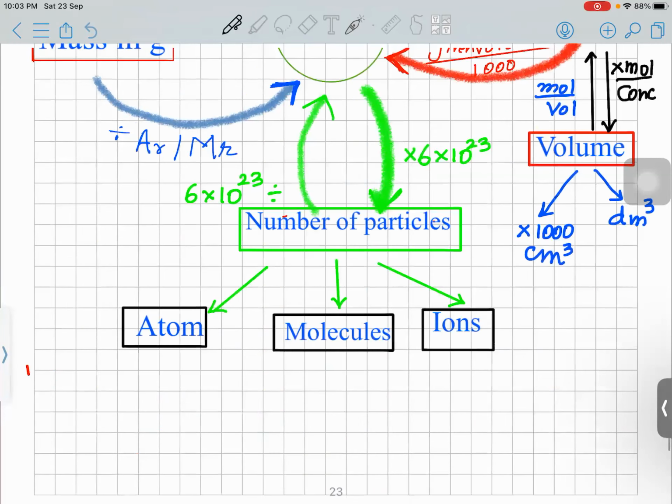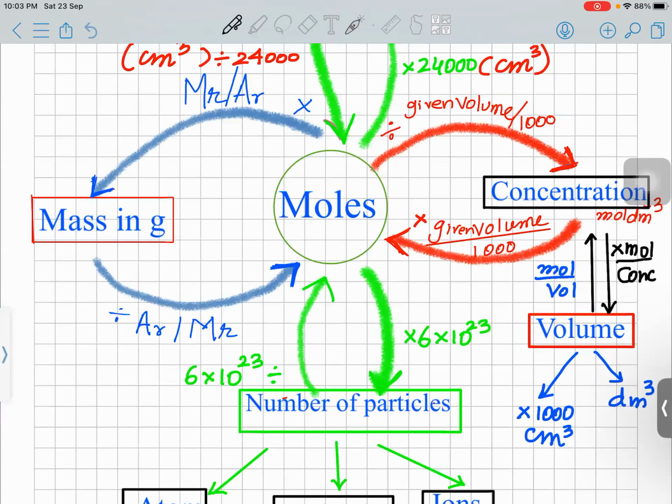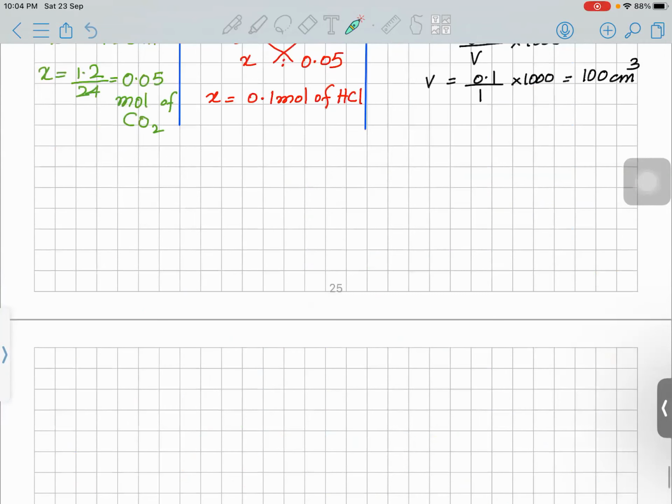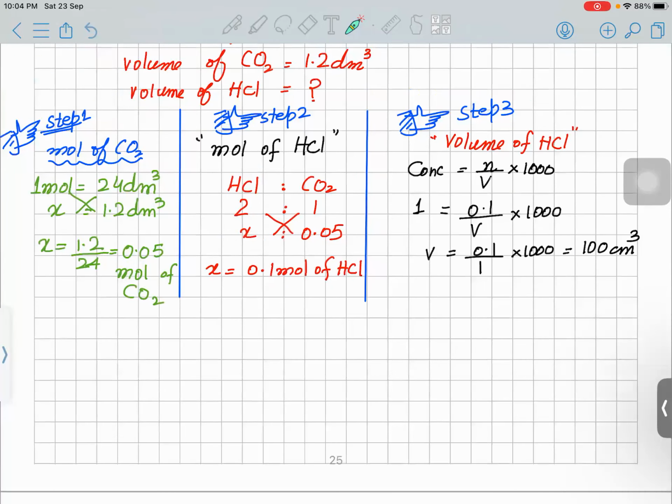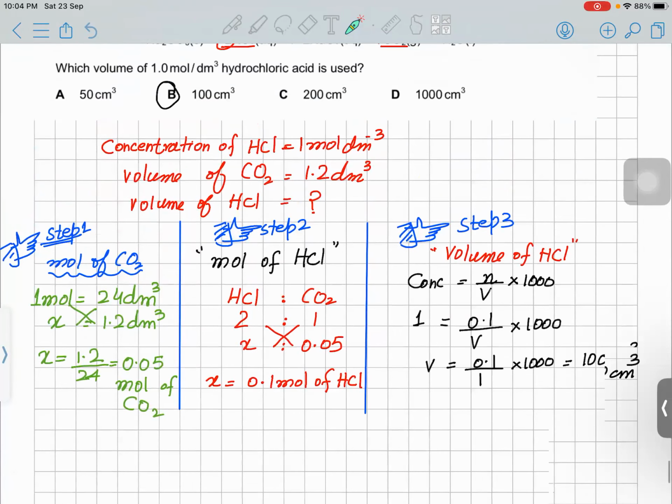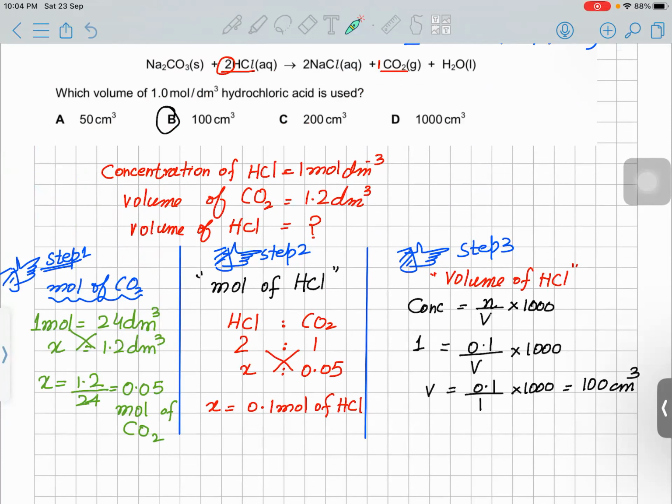Okay. Yes, here you can see this formula. Concentration to mole, mole divided by concentration. Yes, mole divided by concentration. Sir, we have to rearrange the formula. The concentration equals mole over volume. Yes, exactly.